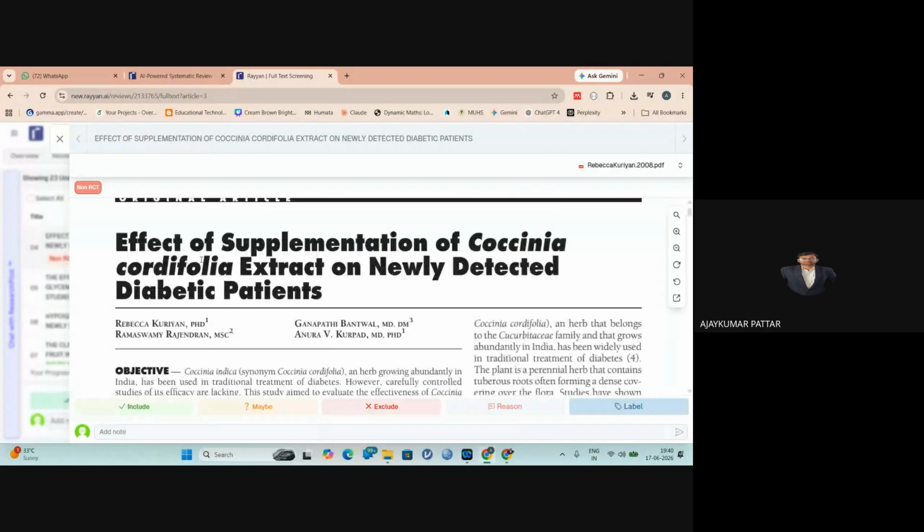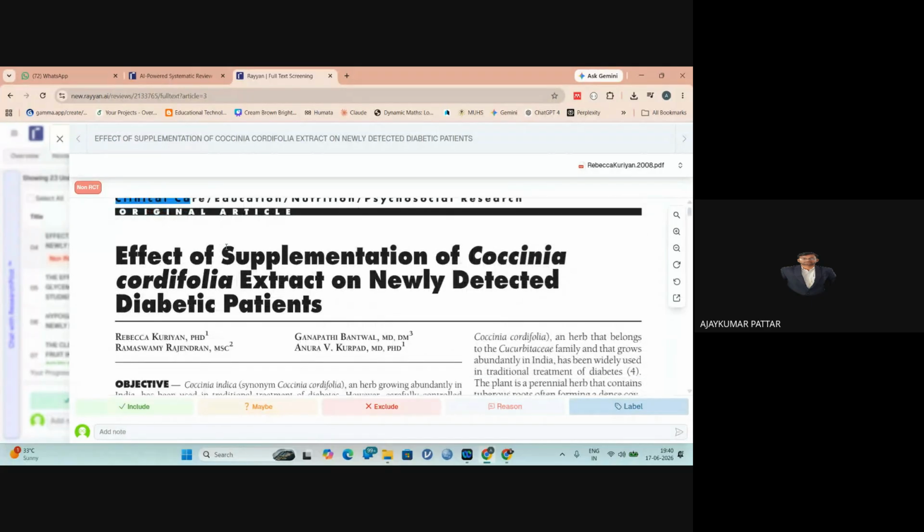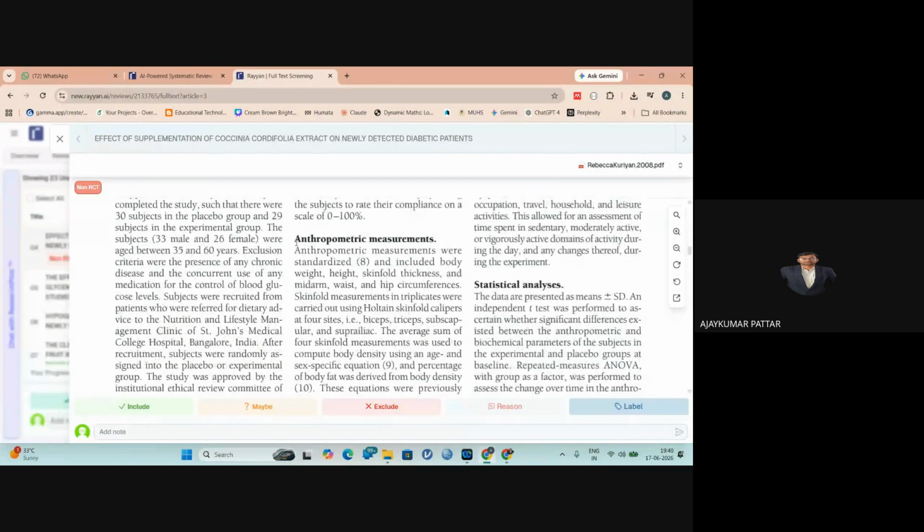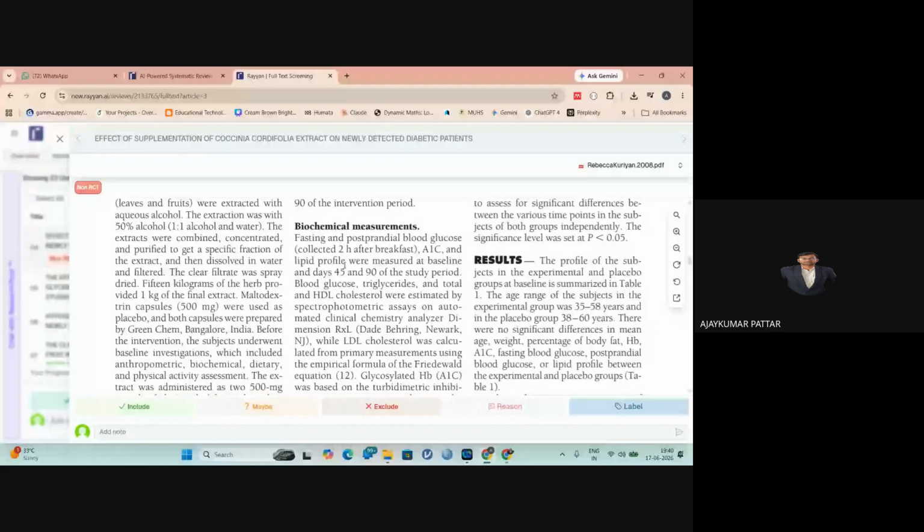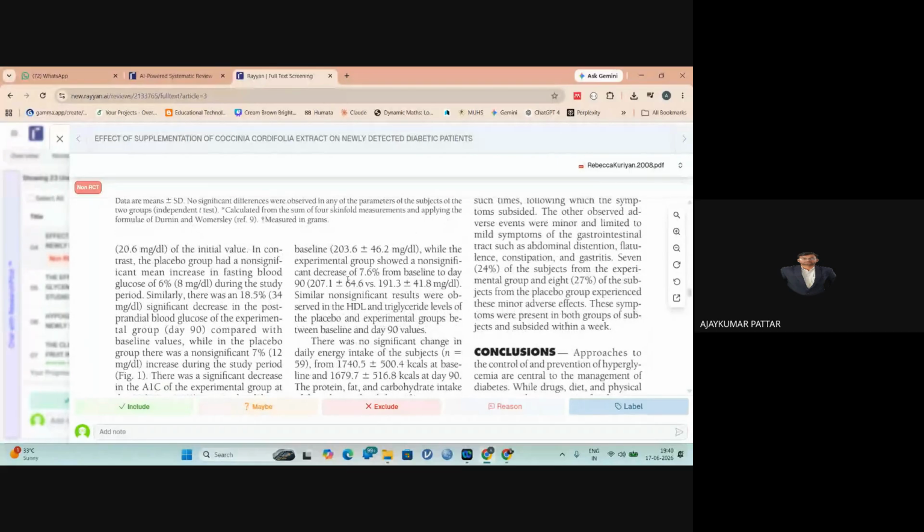So for example, this paper is opened. I will go through all the sections of this particular research paper. I will read the title and abstract, but here we will read the whole paper, and we will take the decision whether this particular paper should be included in our study or not, based on the inclusion and exclusion criteria made by us, whether it is suitable for us or not.